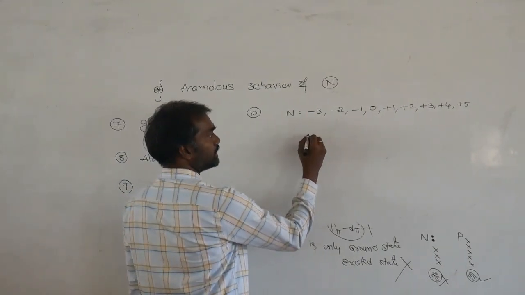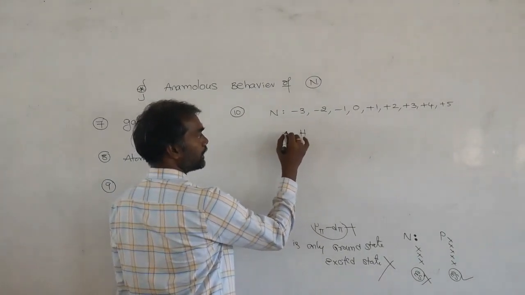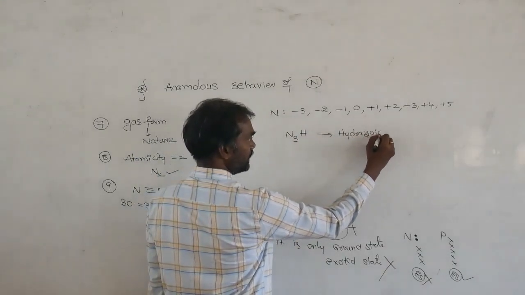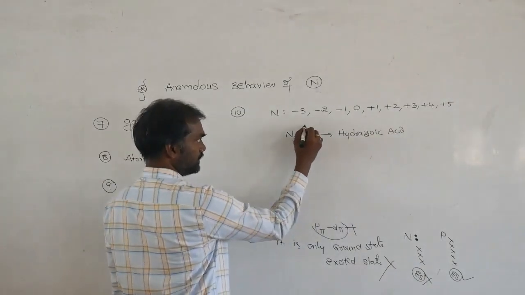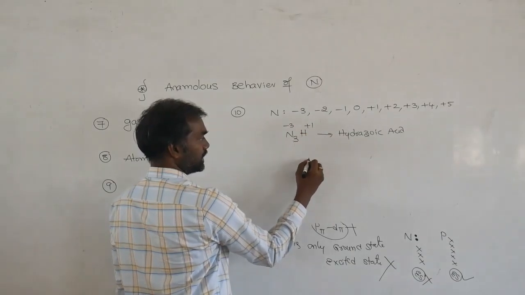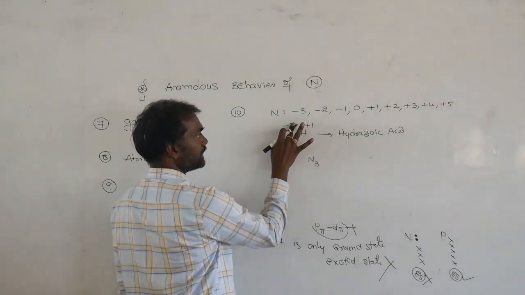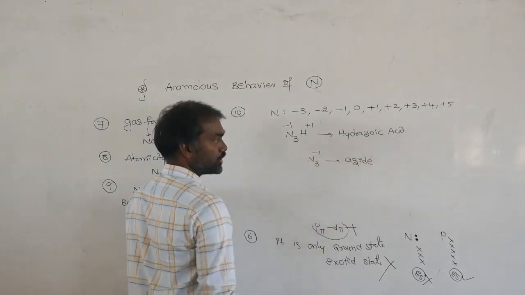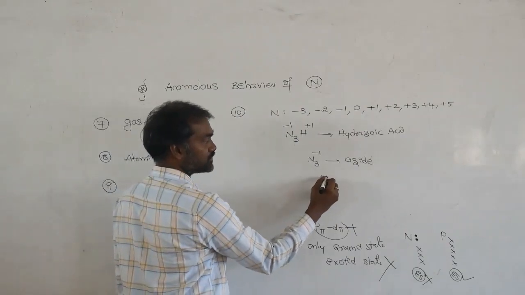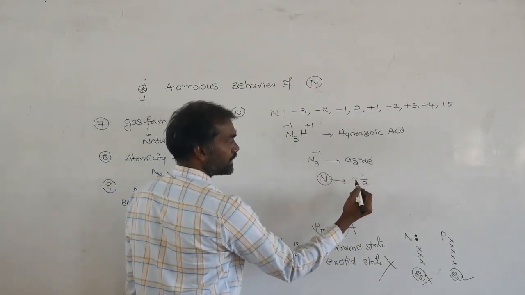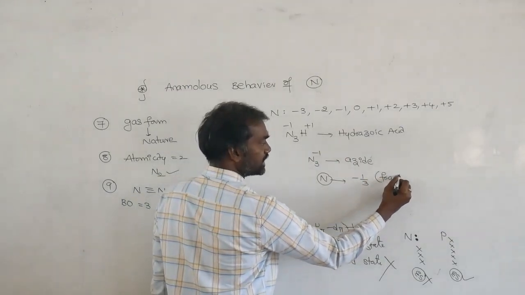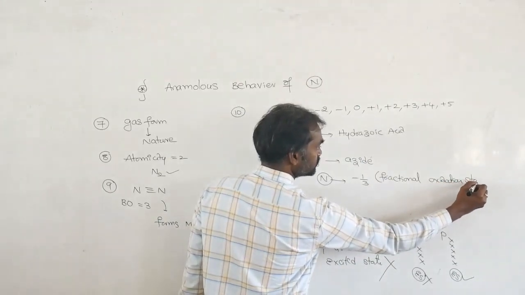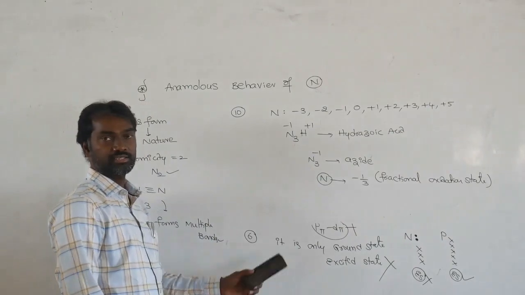Next, in hydrazoic acid, N3H, it is plus 1 and minus 3. So N3 is showing minus 1, which you call azide. Here every nitrogen is showing minus 1 by 3. So it is a fractional oxidation state. So nitrogen is showing a fractional oxidation state also.